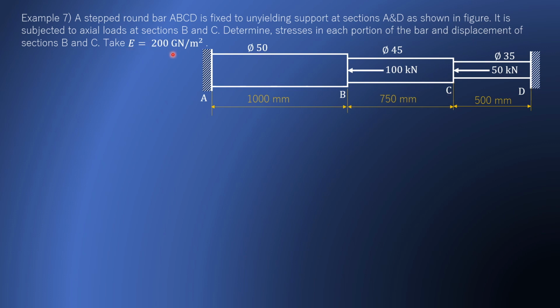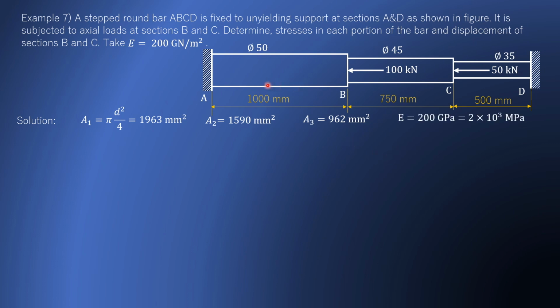Young's modulus is 200 GPa. You know Newton per meter squared is Pascal. So GPa, gigapascal. Okay, let's proceed. Area of first part, pi d squared by 4, diameter is 50. Area of second part, diameter is 45. So pi d squared by 4 is 1590 millimeters squared. Area of third part, pi d squared by 4, 962 millimeters squared. Okay.